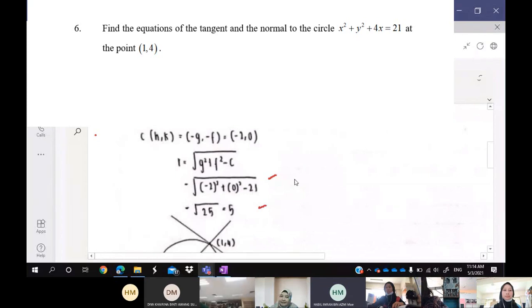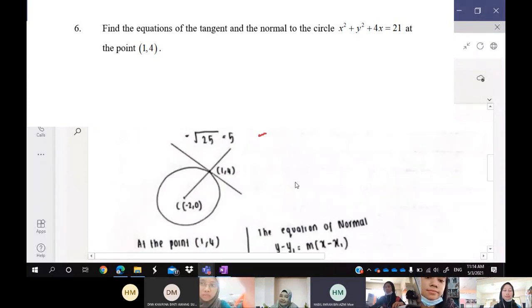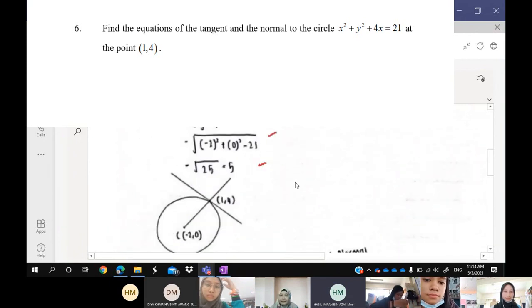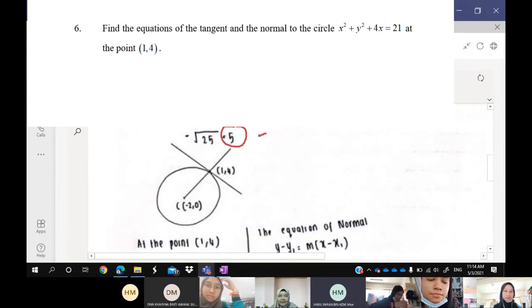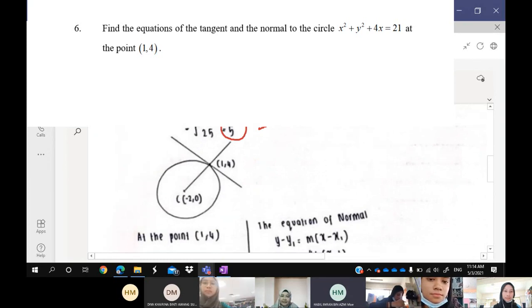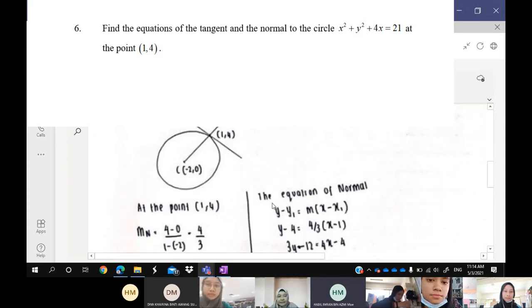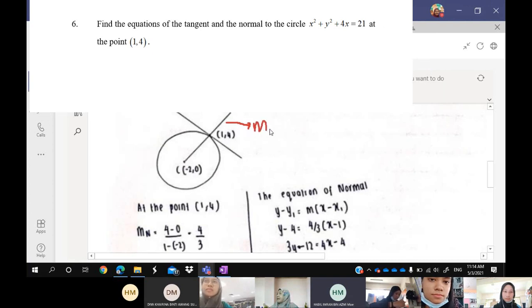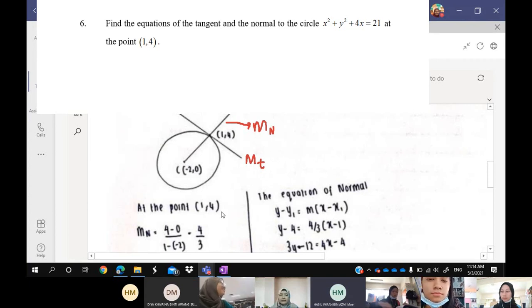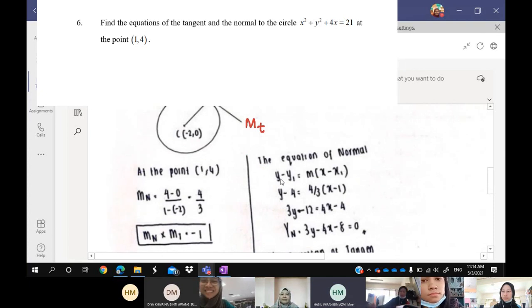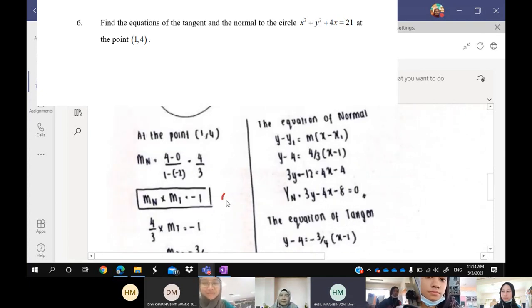So the radius we get is 5. Okay, next find the m normal, so we get 4/3. Then find m tangent. So m normal multiplied with m tangent equals negative 1. So m tangent we get negative 3/4.